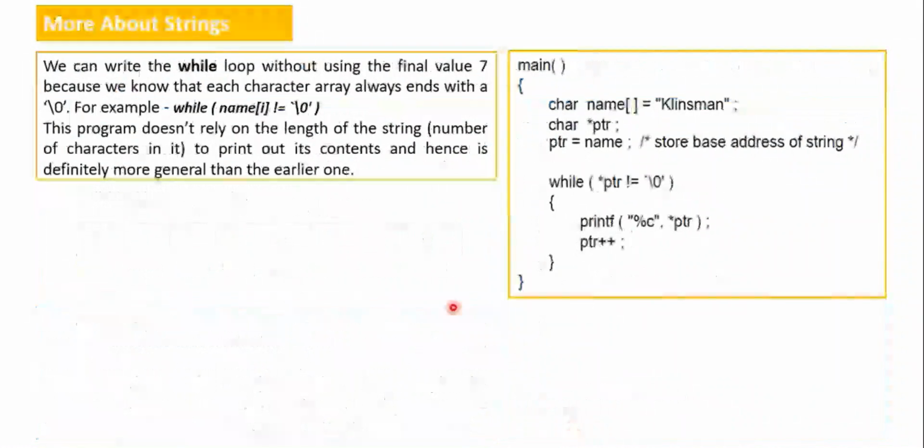Now we can write the while loop without using the final value 7, because we know that each character array always ends with a \0. For example, while name[i] is not equal to \0, we can use this while to print all the values. This program does not rely on the length of the string. We don't need to mention the length of the string to print out its content, and hence it is definitely more general than the earlier one. In the earlier code, we compared i less than or equal to 7, but here we can just monitor the \0.